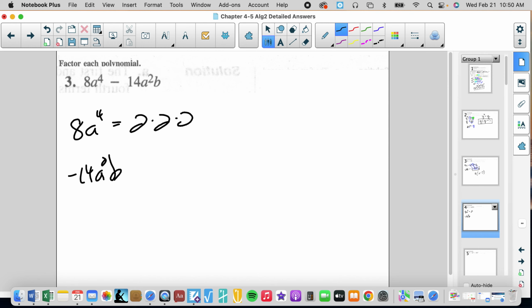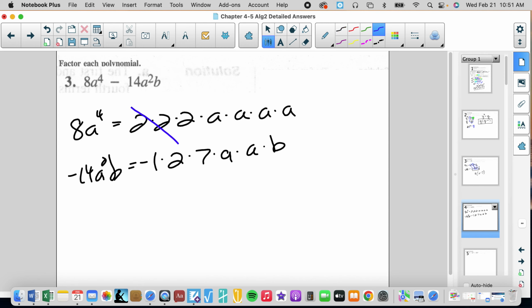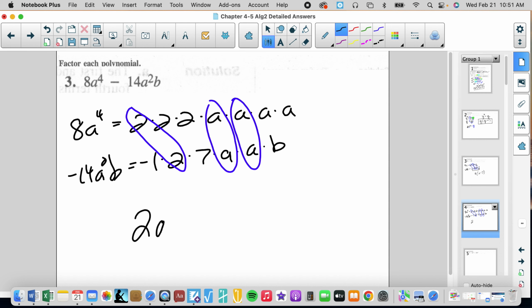2 times 2 times 2 times a times a times a times a. Negative 1 times 2 times 7 times a times b. Let's just circle what they have in common. They have a 2 in common. They have an a in common. They have a second a in common. So my GCF is going to be 2a squared.